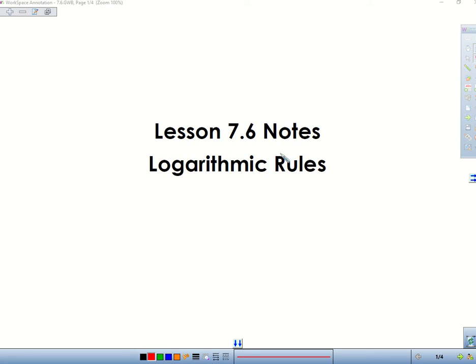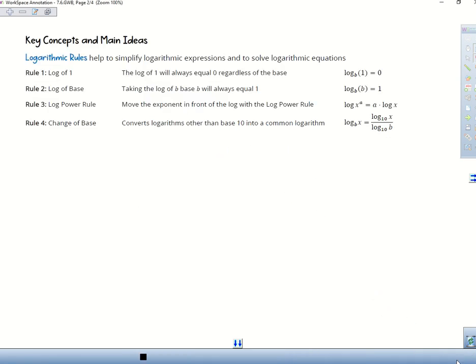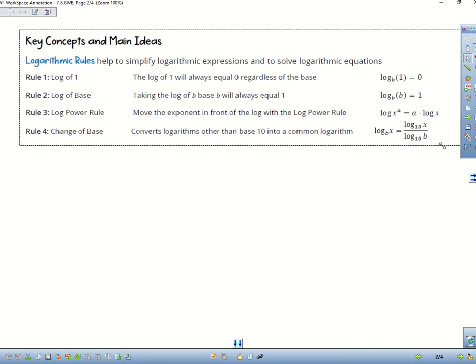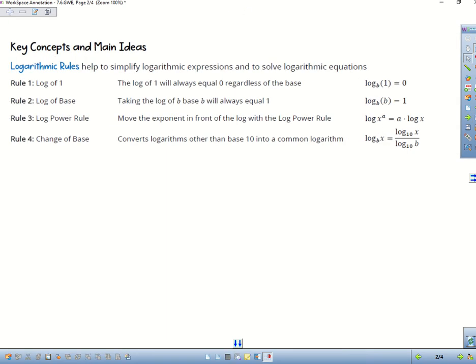Alright, so today we're going to be covering 7.6, which is going to be covering logarithmic rules. So before we get into any examples, let's just talk about the general rules that you're going to need to know. Now, you don't have to memorize these because you will have access to your notes on the test and quiz, but it is important you know where they are in the notes. So make sure you know where to look for these because they're going to come up quite often.